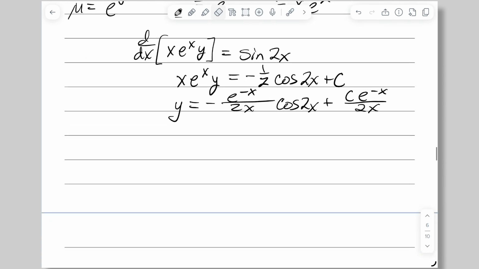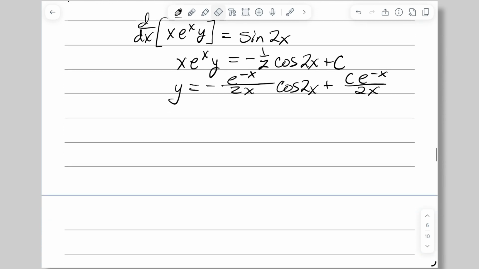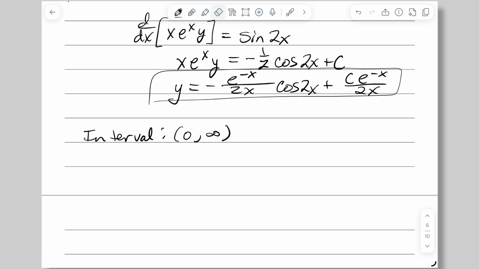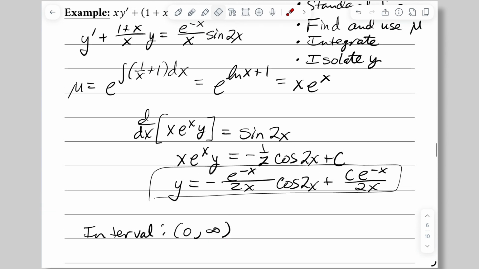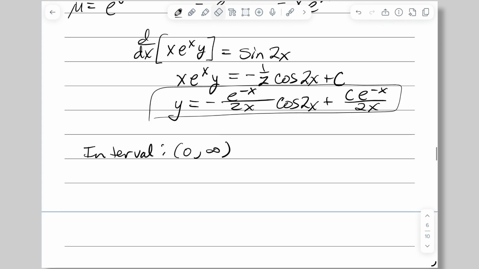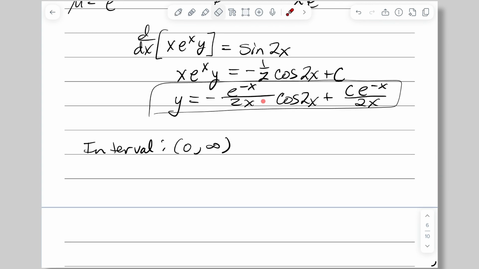Of course, there are other forms of the answer, but as long as it's equivalent to this, then I'd say you're in good shape. And then we're still looking at the interval of solution. We know x can't be 0, so we'll say the interval from 0 to infinity. That assumption of positive x values is why I didn't need to use an absolute value in the natural log above. And finally, we see everything will go to 0 if x goes to infinity. So as it turns out, it's all transient.